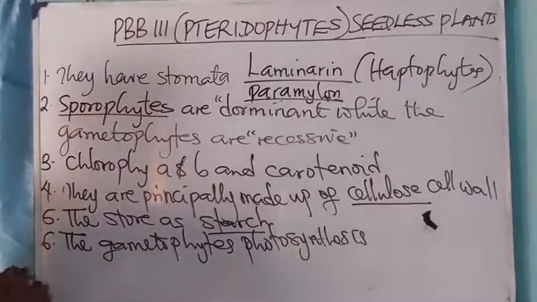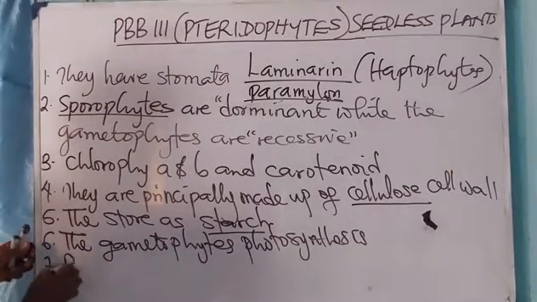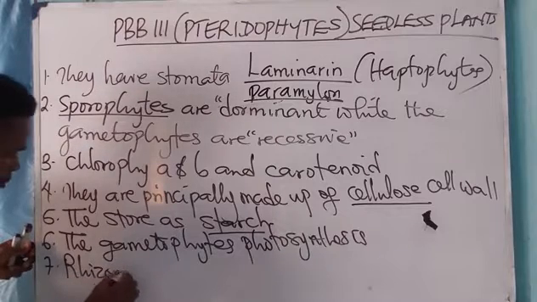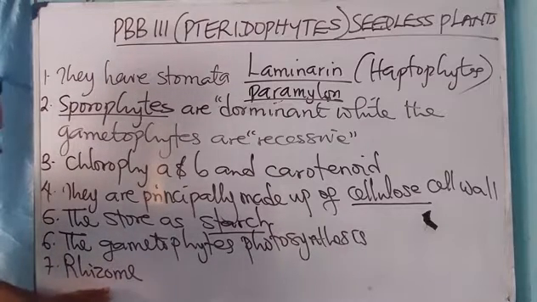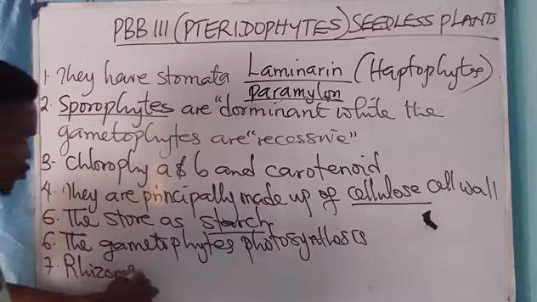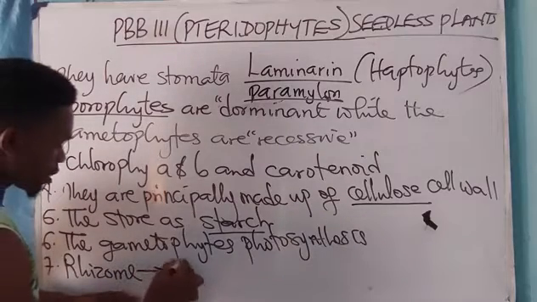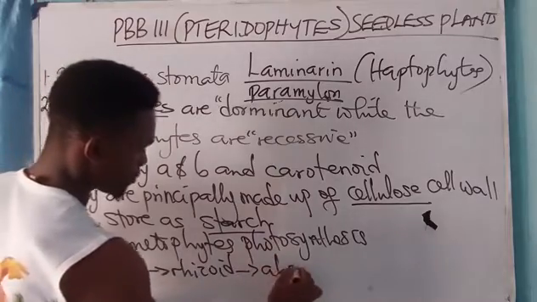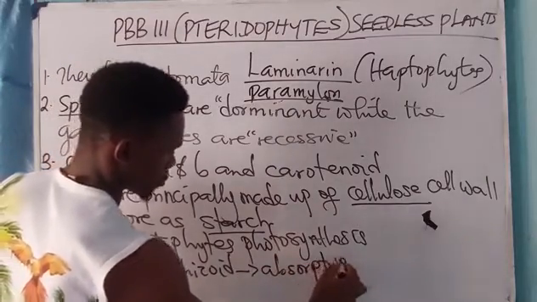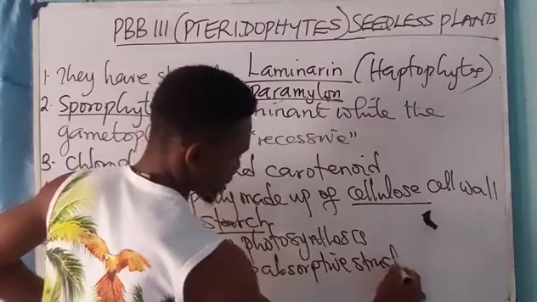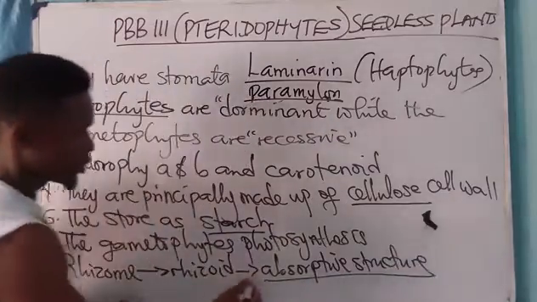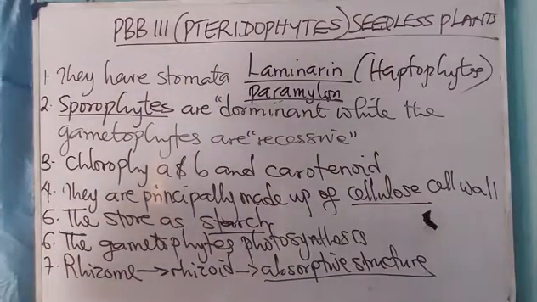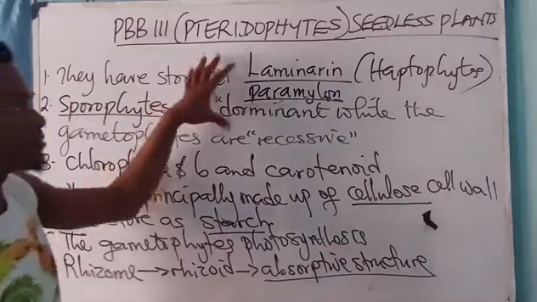And this pteridophyte, they have the rhizome. The rhizome is an underground stem. Now this rhizome produces the rhizoid. Now this rhizoid is an absorptive structure. It helps in absorbing water. Okay, so please take note of that. So these are the general features of the pteridophytes.